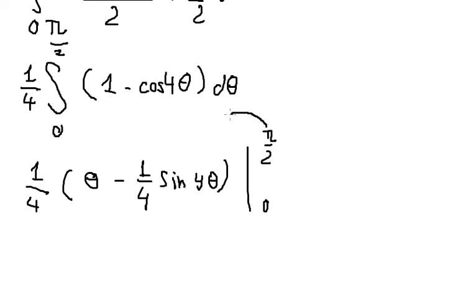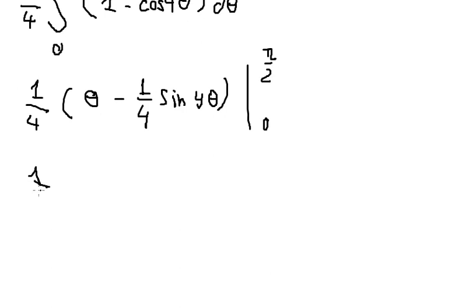So we put pi over 2 here and here. Number 0 here and here. And we get a final answer. We have 1 over 4 multiplied by pi over 2, because everything in here they get 0. And now we get pi over 8. And this is the final answer for question number 1.